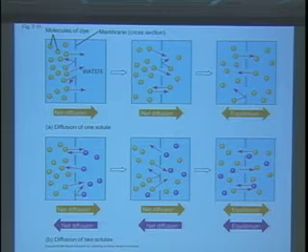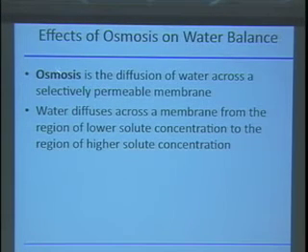Okay, so this should probably be very familiar to most of you. If it's not, there's a nice detailed discussion of this in your book. And so this then gets us to the idea of osmosis. This is the diffusion of water across a selectively permeable membrane, such as the membrane of a cell, for example. And so water will diffuse across a membrane from a region where there's a lower concentration of solute to the region where there's a higher solute concentration, or higher salt concentration, for example.